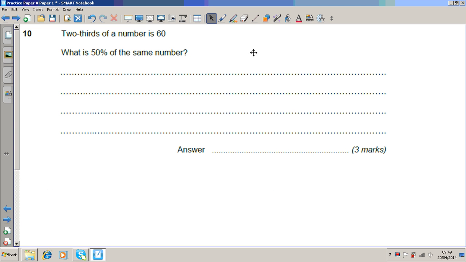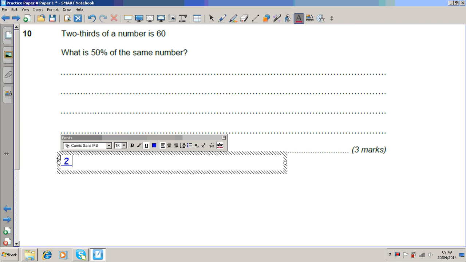Number 10. 2/3 of a number is 60. What is 50% of the same number? Okay, this can be quite tricky.